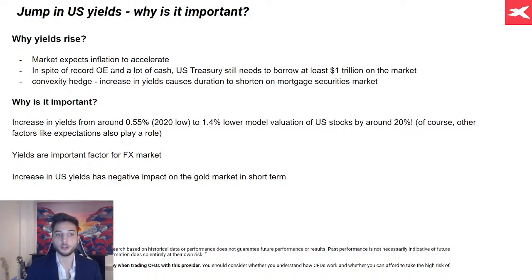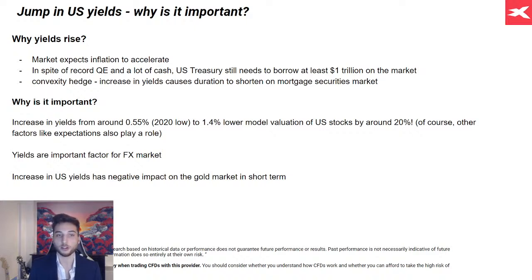In spite of record QE and a lot of cash, and obviously QE and more cash injections into the economy tend to devalue the currency in normal situations, meaning that inflation in a way is rising. But in spite of record QE and a lot of cash, the US Treasury still needs to borrow at least $1 trillion on the market.